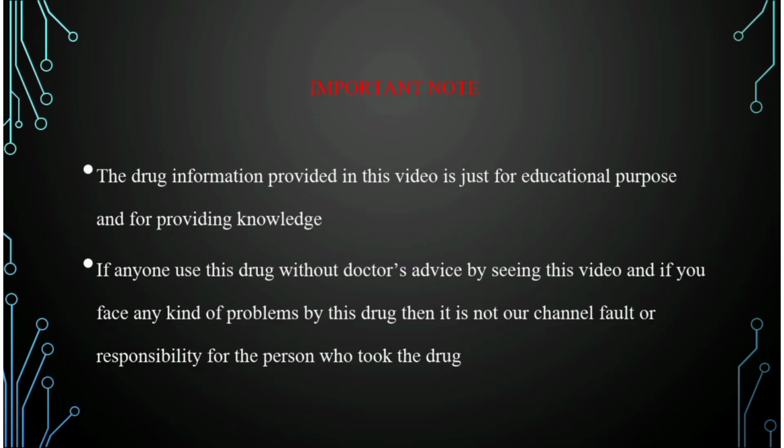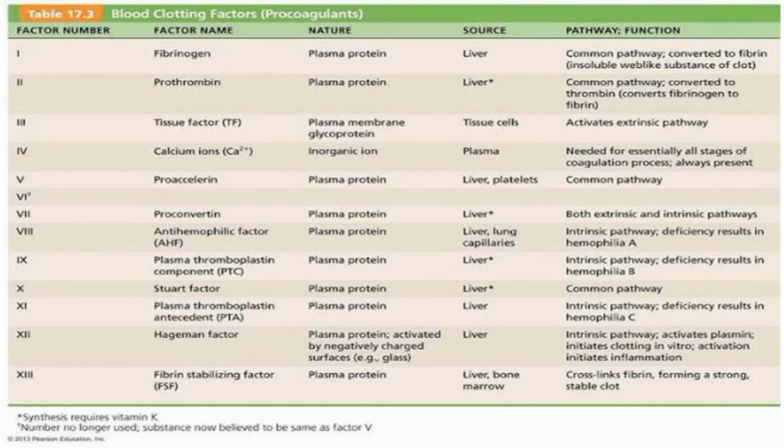So let's get started. Before discussing the drug, I want to discuss the blood clotting factors which are present in our body. There are 1 to 13 factors: fibrinogen, prothrombin, tissue factor, abbreviated as TF, calcium ions, proaccelerin, proconvertin. The sixth factor is not named, and the eighth factor is AHF, anti-hemophilic factor.